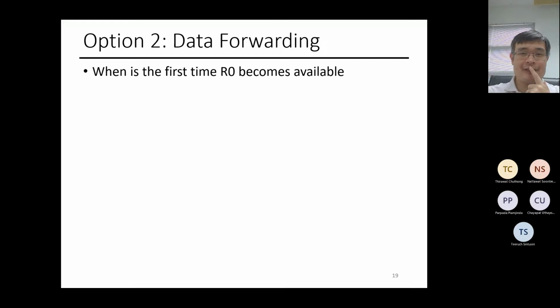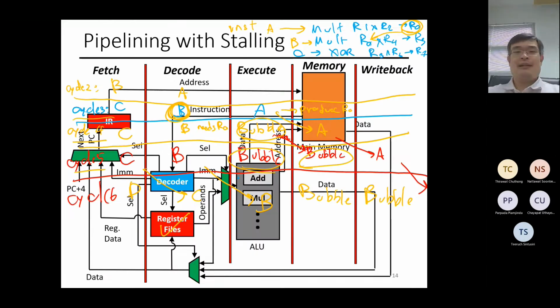If we go back to this diagram, when does the value R0 become available? What cycle has the correct version of R0 right here? Can someone tell me what cycle that is? Cycle 5. Cycle 3, actually, because I can take it from the multiply right here.